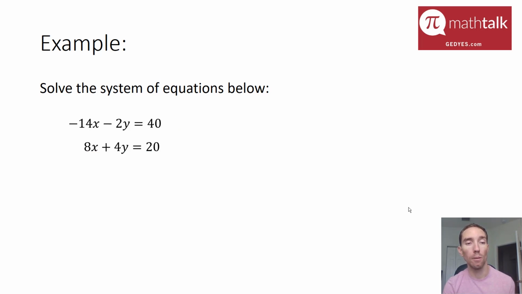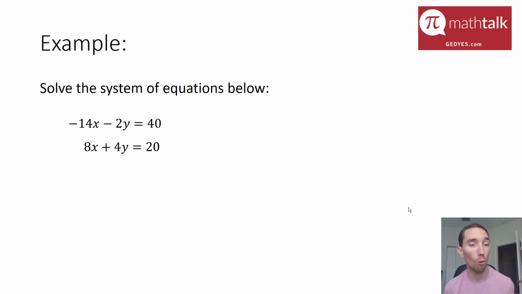I have a system of equations. It says negative 14x minus 2y equals 40 and 8x plus 4y equals 20. So in this system, none of the coefficients for the variables are the same number. The x's are different, the y's are different. However, if I look at the y coefficients, the negative 2 and the positive 4, I know that 4 is a multiple of 2. And so what that means is if I were to take my top equation and multiply it by 2, then the y terms would be the same.